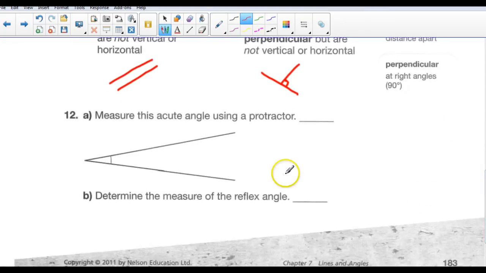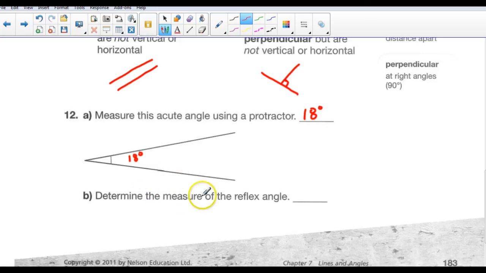Measure this acute angle using a protractor. So for 12, get out your protractor, put the line right on here from your protractor, and then find out where this line goes, and you'll see that I read it as 18 degrees from the 0. That means that it went up 18 degrees, almost to 20, but not quite, when you read the protractor.